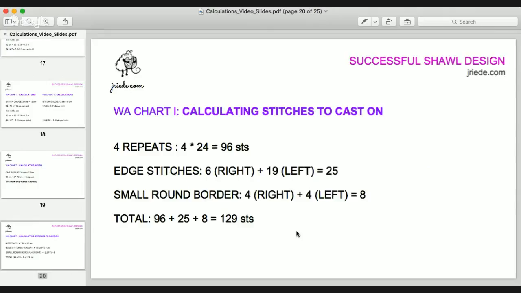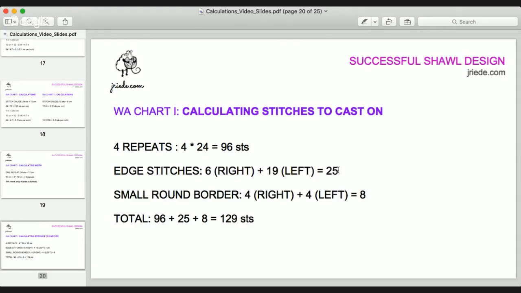Now that we know how many repeats we want to work, we can calculate the stitches we need to cast on. We decided to work 4 repeats of the main chart, of this main repeat of the stitch pattern module, the section outlined in black. So this makes 4 times 24 stitches, which equals 96 stitches. Additionally, and that's very important, we got our edge stitches, 6 stitches on the right side. Now that makes an additional 25 stitches we need to cast on.